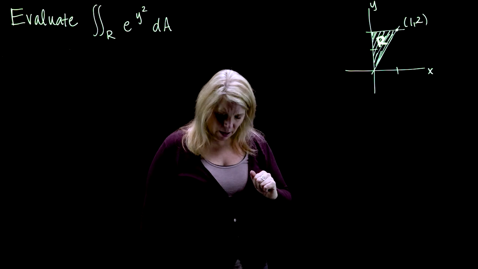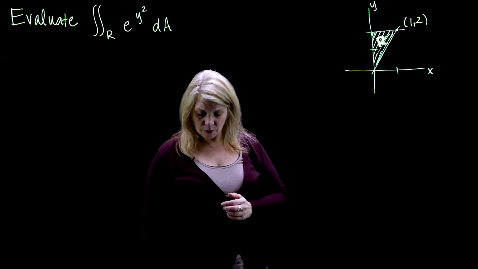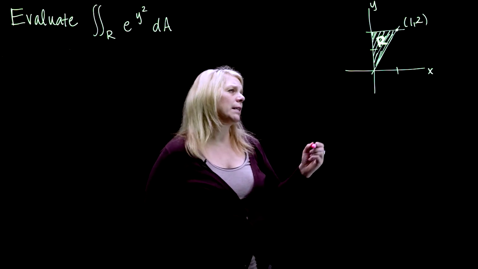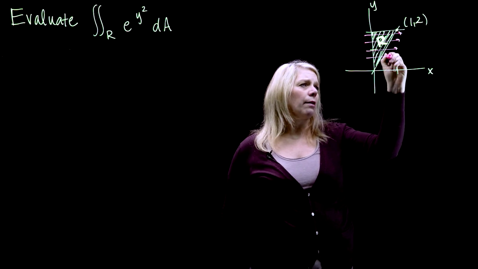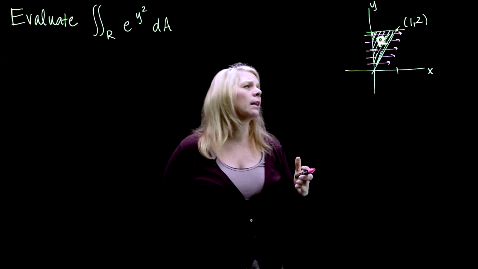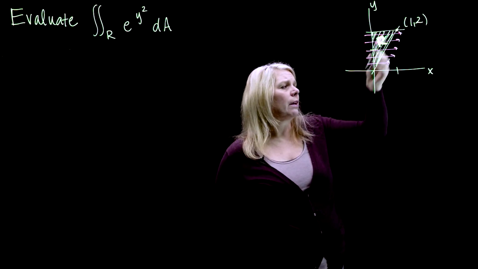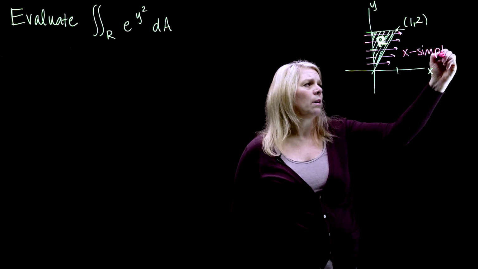And then we want to think about our region being x simple, y simple, neither, or both. Okay, so let's think about going through this region in the direction of increasing x. So if I go through this region, you want to make sure you're thinking about the whole region and not just a part of it. I'm always entering at x equals 0, and then I'm always leaving through this slanted line here. So this region is x simple.